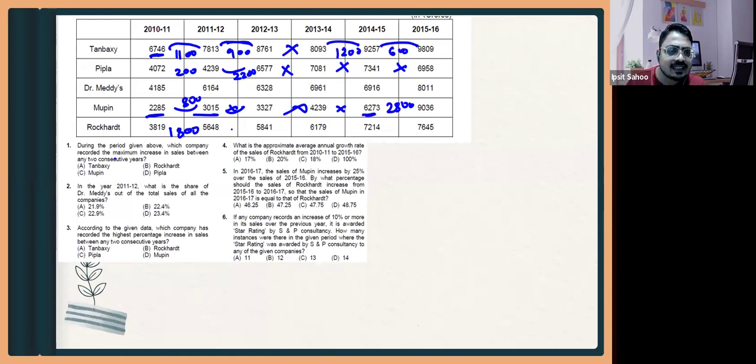And if you see this is just a 200, so I'll be ignoring. This is a 300, I'll be ignoring. This is a 1100, I'll be ignoring. This is a 400, I'll be ignoring. If you see value wise, this is going to the highest. It is not giving you the percentage, but there is one more question, the third one, that is going to give the percentage, but this is about the maximum increase. So value wise, this was 2200, and the highest value wise increase is going to Mupin. So the answer is Mupin.